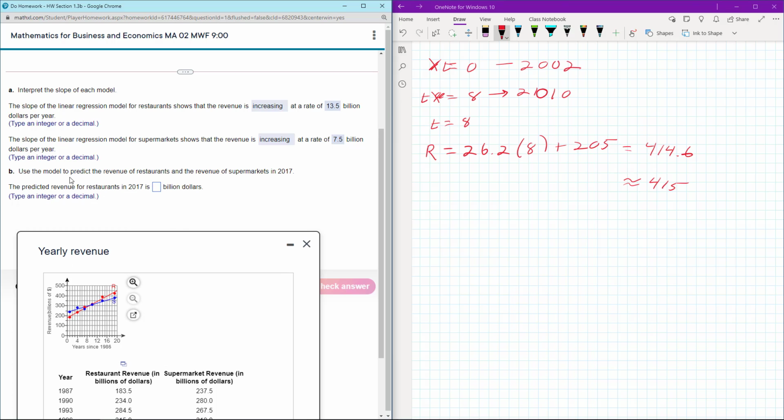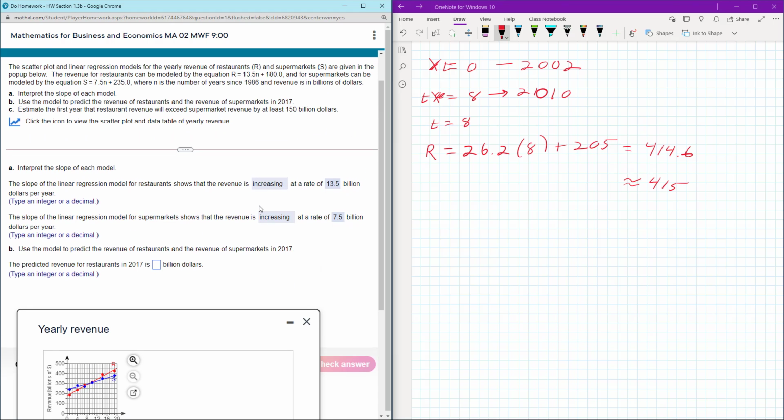Now we want to use the model to predict the revenue of restaurants and the revenue of supermarkets in the year 2017. Notice that when the year is 1986, n is equal to 0. 2017 is 31 years after 1986. So 2017 corresponds to n being equal to 31.